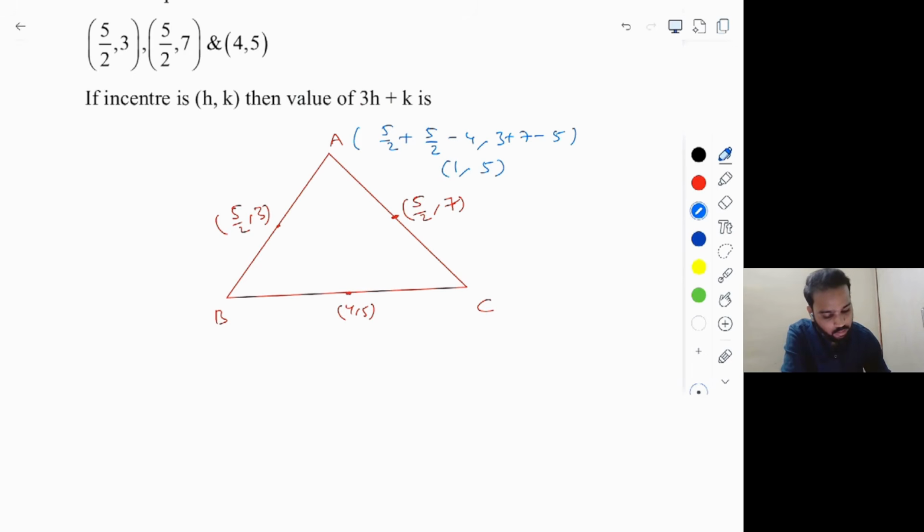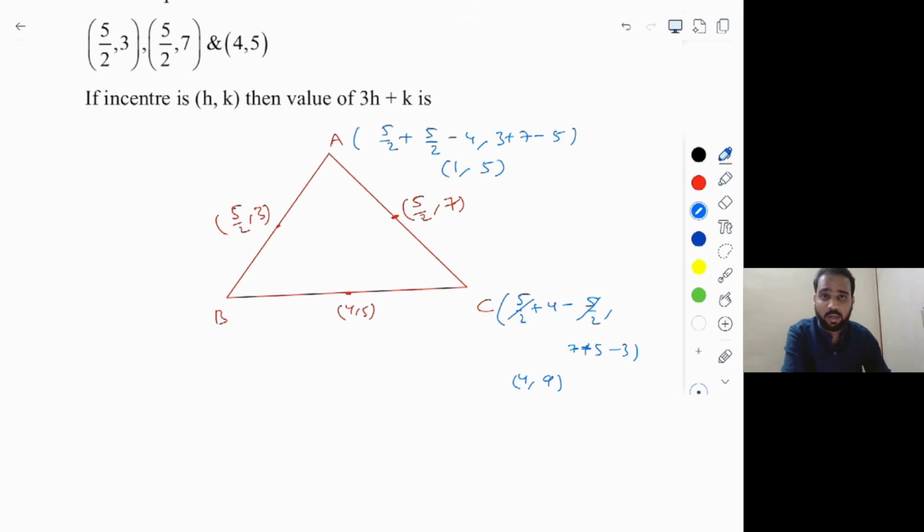And then vertex C you have to find out, which means I have to add these two: 5 by 2 plus 4 minus 5 by 2, comma, 7 plus 5 minus 3. So this will cancel out, and finally 4 comma 9. We got one more vertex C here.